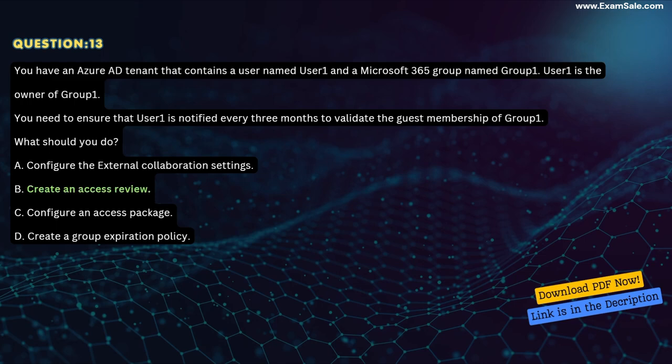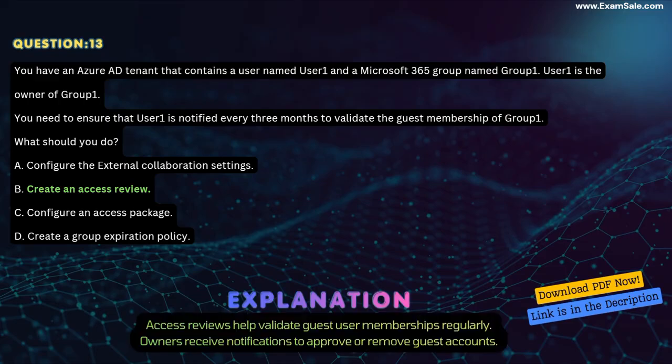Correct answer B. Create an access review. Explanation: access reviews help validate guest user memberships regularly. Owners receive notifications to approve or remove guest accounts.